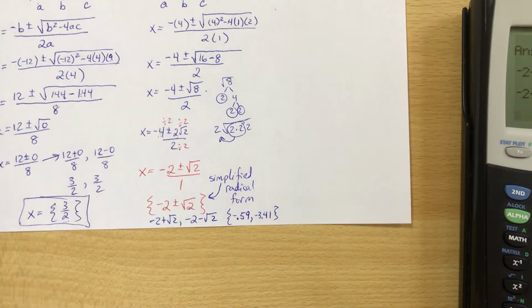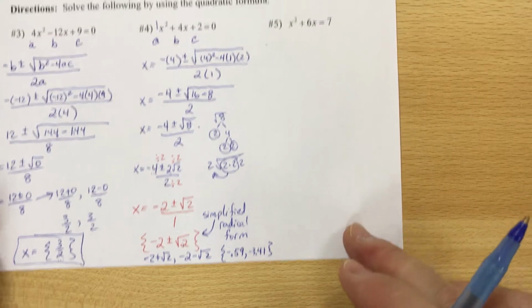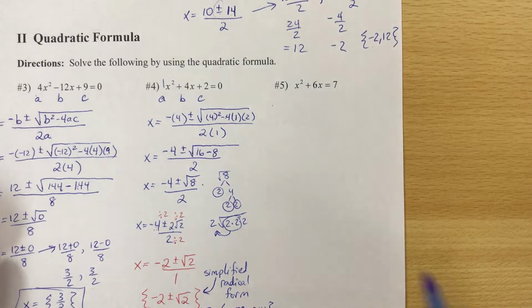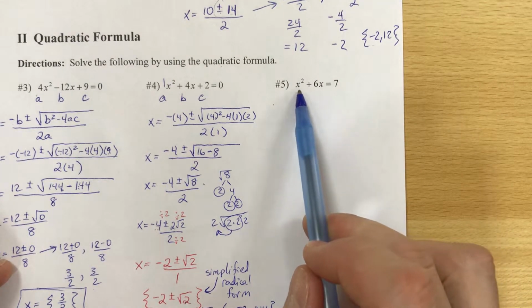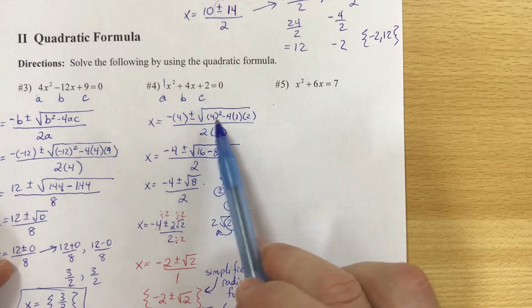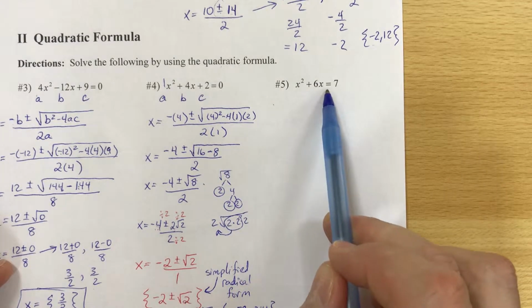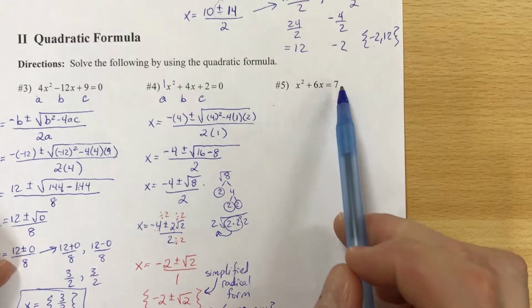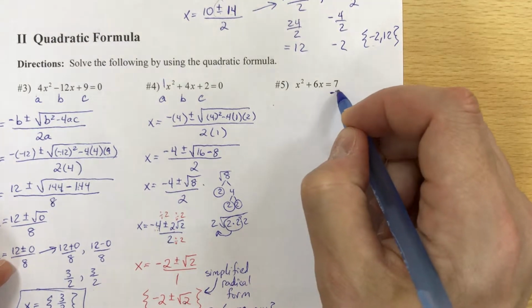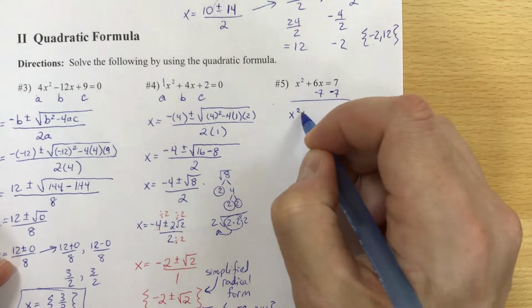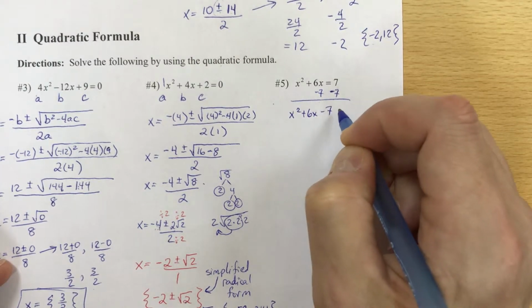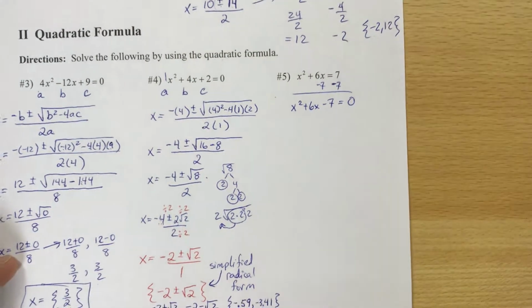Okay, so we're back here for part 2. Now, we're going to continue here with number 5. Here's the one thing you've got to be careful about. Before you do ABC to set up your formula, we need the equation to be equal to 0, which means I have to move the 7. So I'm going to subtract 7 to start this, and we get x squared plus 6x minus 7 equals 0.